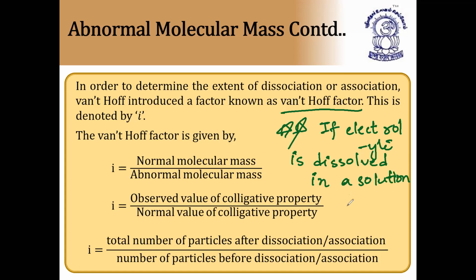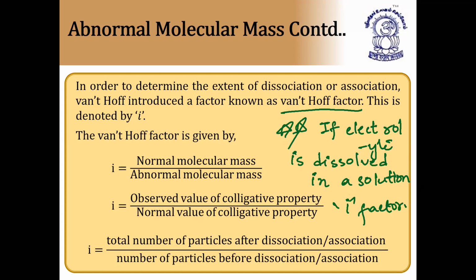Then you have to consider the i factor. The i factor is important. So till now we have seen only non-electrolytes. Now we'll see what happens when an electrolyte is dissolved in a solution. When an electrolyte is dissolved in a solution, it dissociates or associates into ions, and so the colligative properties will slightly change.